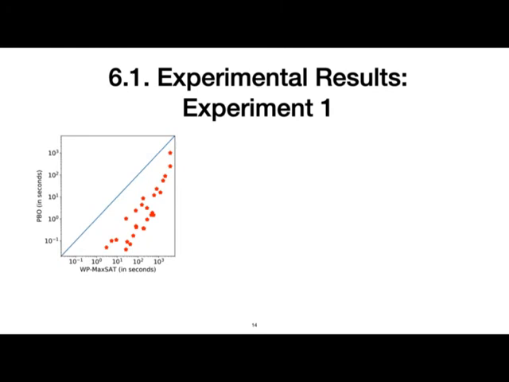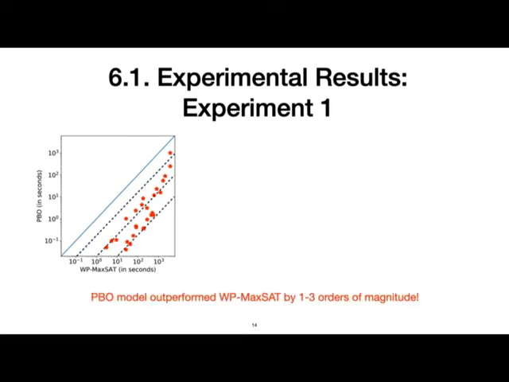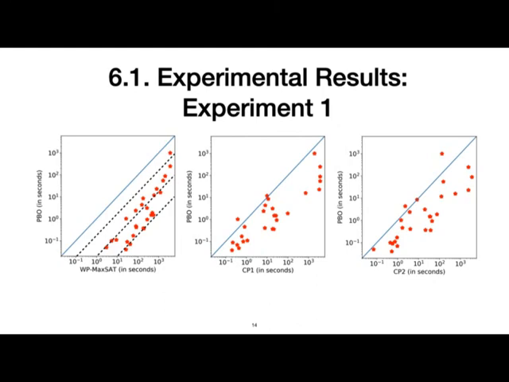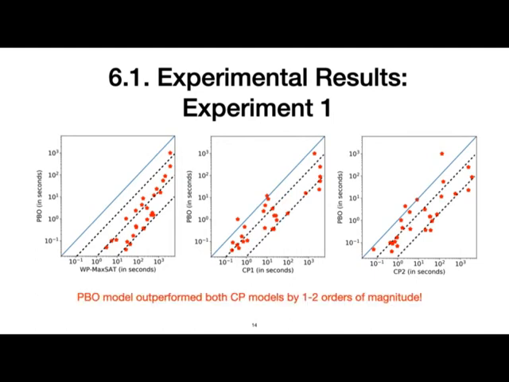And finally, when we compared the PBO model with the previous state-of-the-art, we have observed 1 to 3 orders of magnitude decrease in runtime. Similarly, when we compared the PBO model with both CP models, we have observed 1 to 2 orders of magnitude decrease in runtime. And here we conclude that the PBO model performed the best among all other models and encodings using rounding SAT.